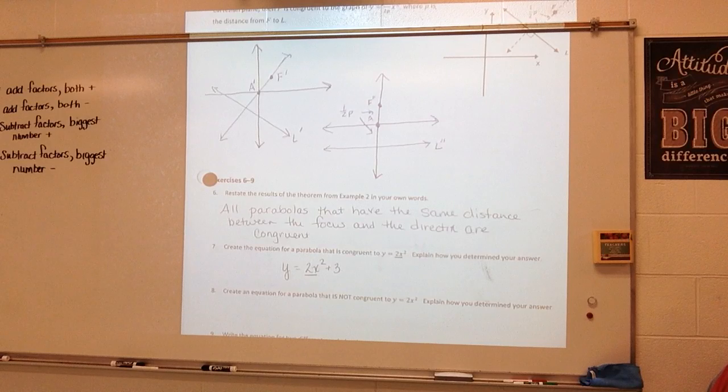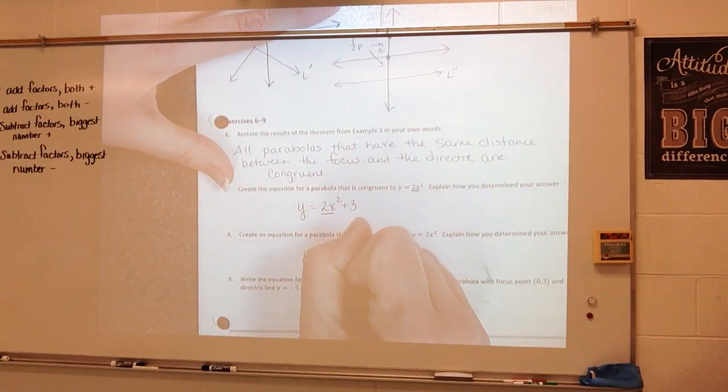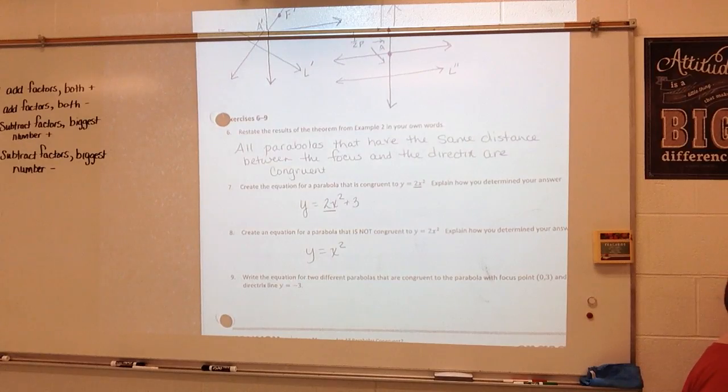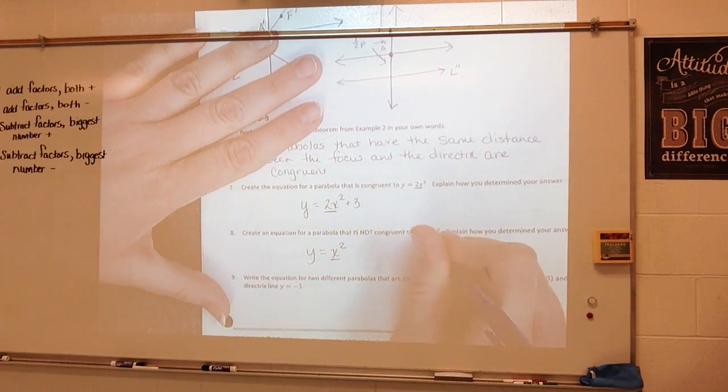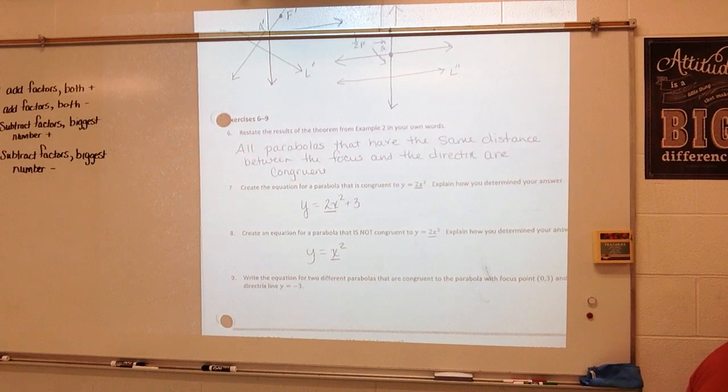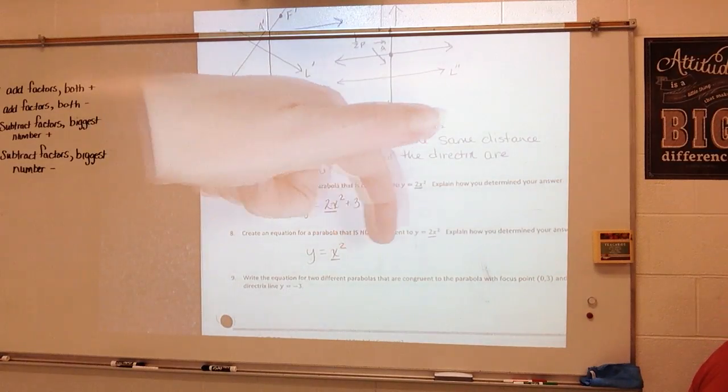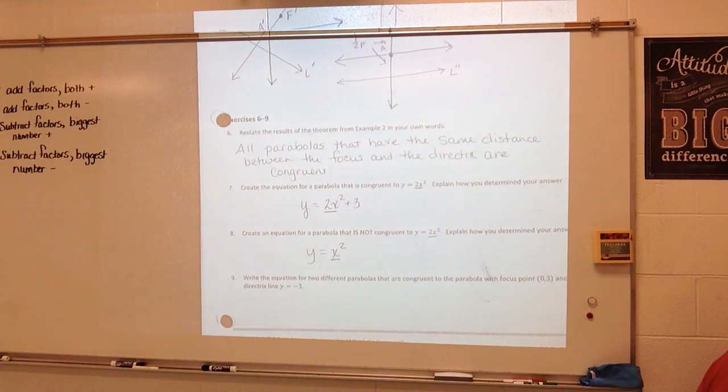congruent parabolas. Create an equation for a parabola that is not congruent to y is equal to 2x squared. Why are they not congruent? Because this is not the same as this. The plus or minus, whatever, the plus 1, plus 3, it doesn't matter. What matters is these need to be the same.